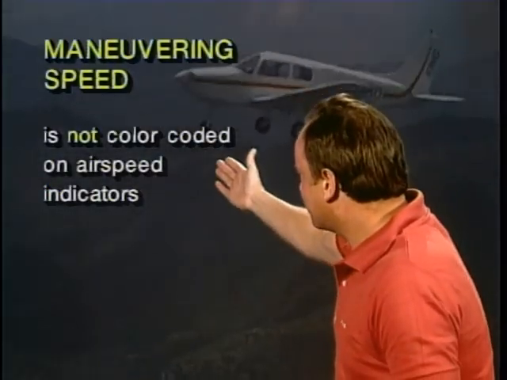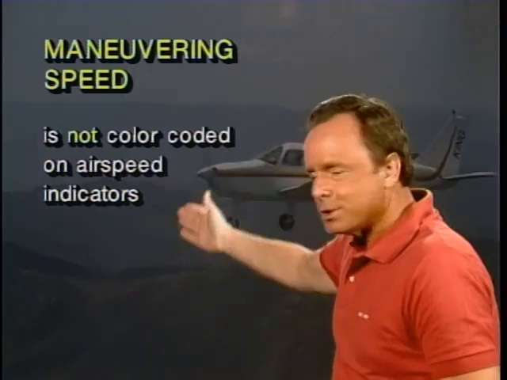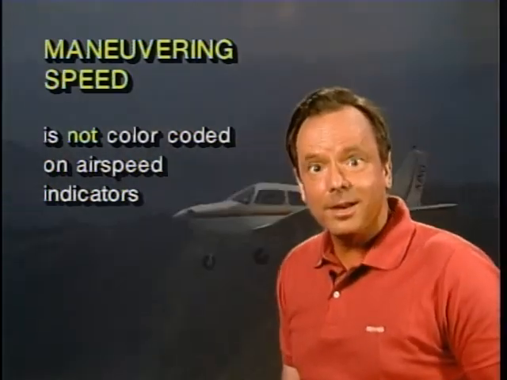Now, maneuvering speed is an important airspeed limitation that is not color-coded on airspeed indicators. Where do you find maneuver speed? It's placarded on the panel of the aircraft, or it's in the airplane flight manual, but it's not shown on the airspeed indicator. Now, in severe turbulence, you'd like to reduce the airplane to maneuver speed or below.